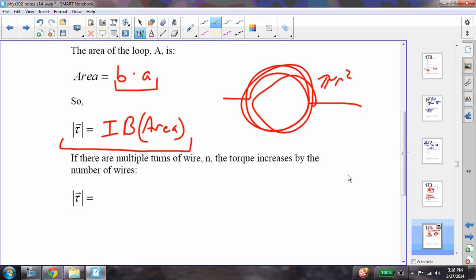Now if you have multiple turns of wire, as you might expect, this expression is just for a single turn of wire, but if you have multiple turns of wire, then our torque is just multiplied by that factor n. So the torque is equal to n, the number of turns of wire, times I times B times A.